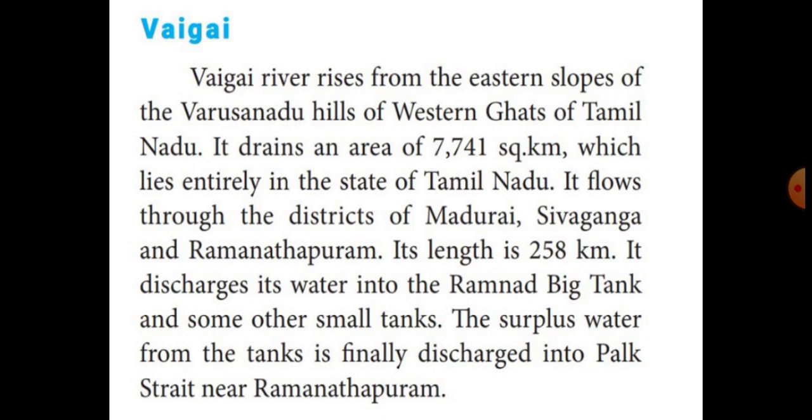This river flows from the hills of Varushanadu in the Western Ghats of Tamil Nadu. The total area of the Vaigai river is 7,741 square kilometers. This river flows through the districts of Madurai, Sivagangai and Ramanathapuram. Its length is 258 kilometers.